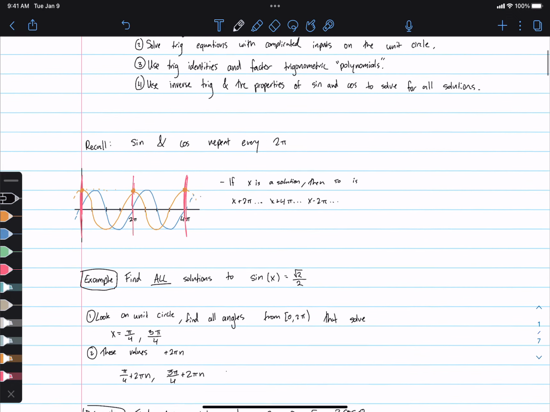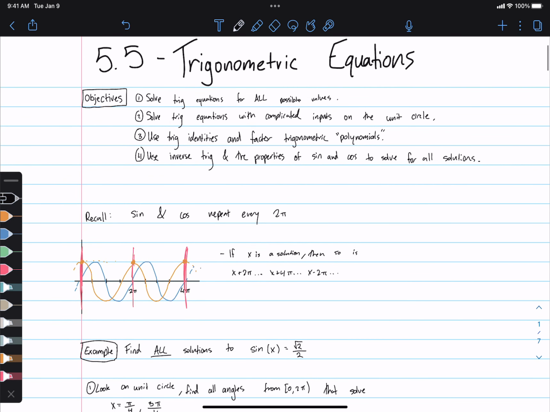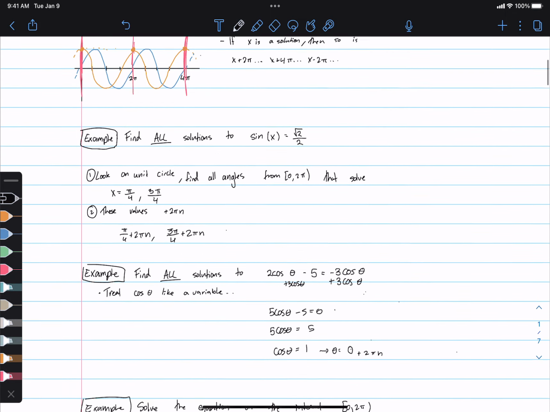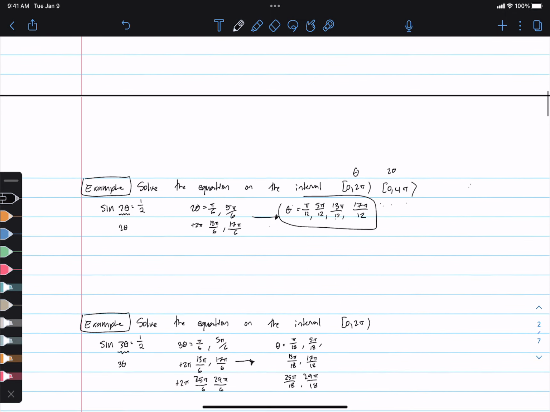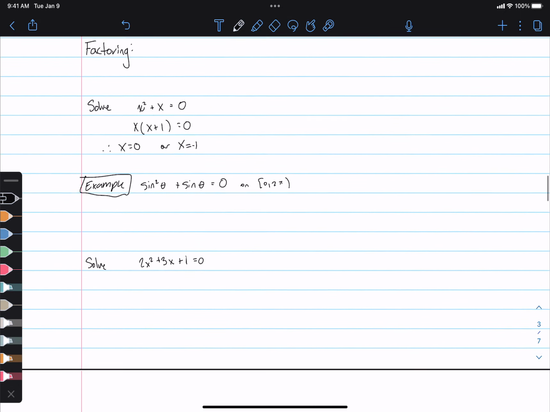Today we're going to be doing the third and fourth objectives, so that's using trig identities and factoring trigonometric polynomials, and to use inverse trig and the properties of sine and cosine to solve for all solutions. If you want a refresher, go look at the last video that I posted, it's also in the playlist, but basically we went over these. So we're just going to start right into our new material.